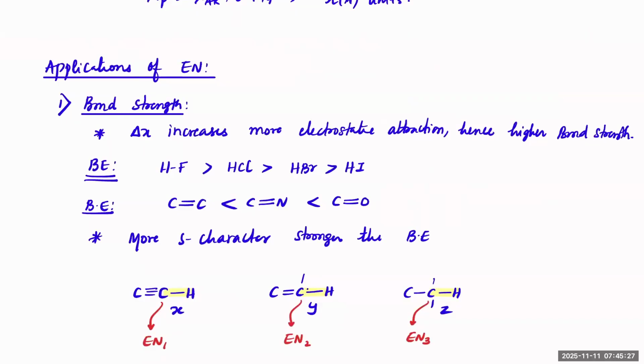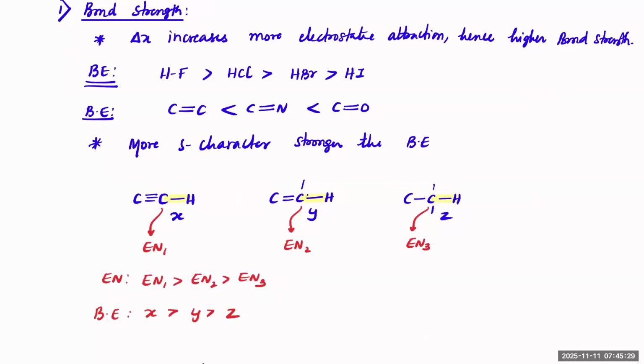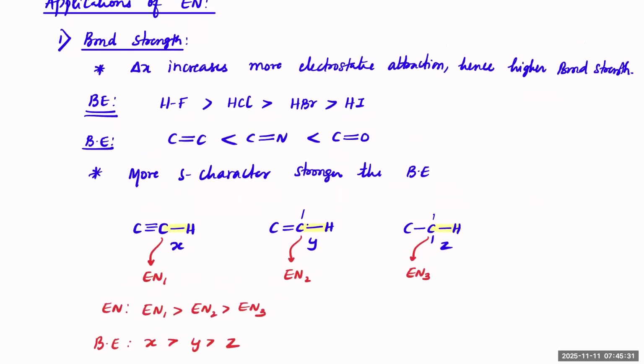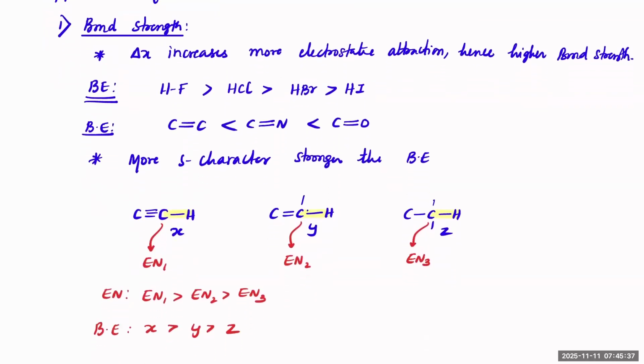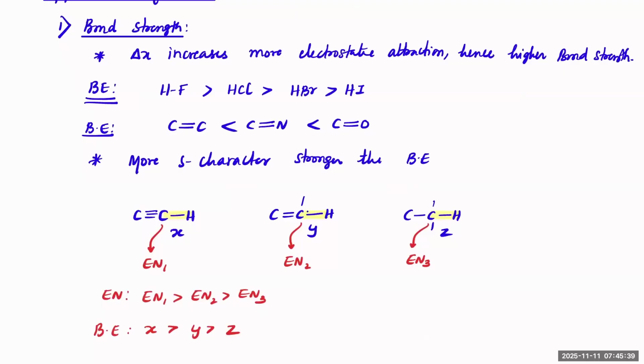Now you notice what the applications of electronegativity are. Generally, bond energy, bond angle, bond energy. These are the applications of electronegativity. Check out, in the first case, bond strength. This has higher bond energy than this, than this, than this. This is because of the difference in electronegativity.